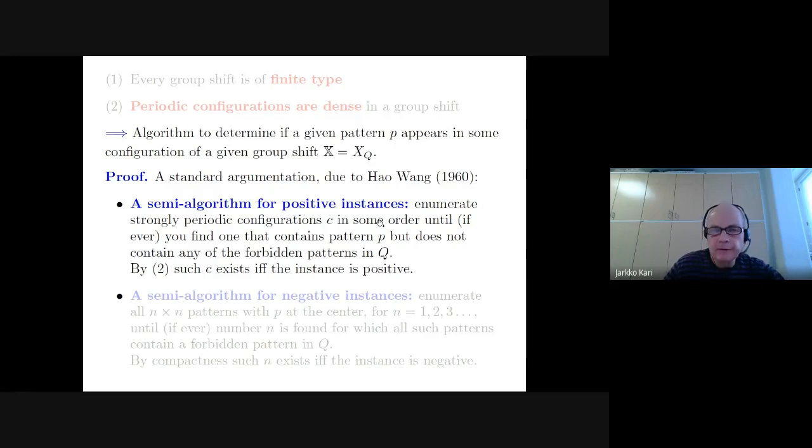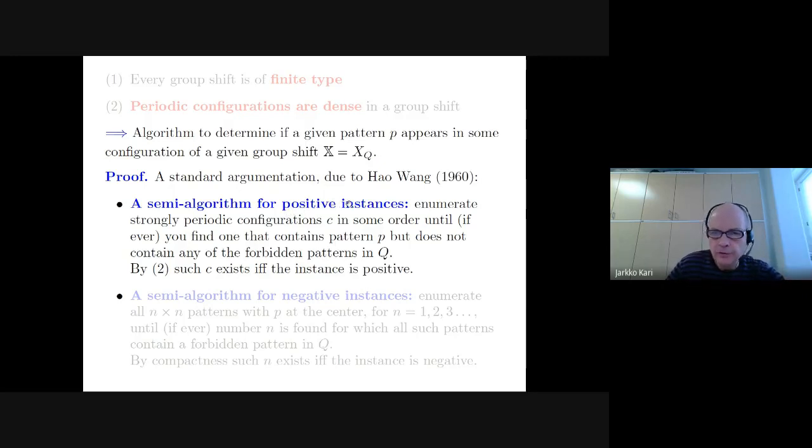And now we run two algorithms in parallel. On one side, we are looking for a proof that P appears in the group shift. And on the other side, we are looking for a proof that P does not appear in the group shift, in any configuration of the group shift. And we know that one or the other proof exists.